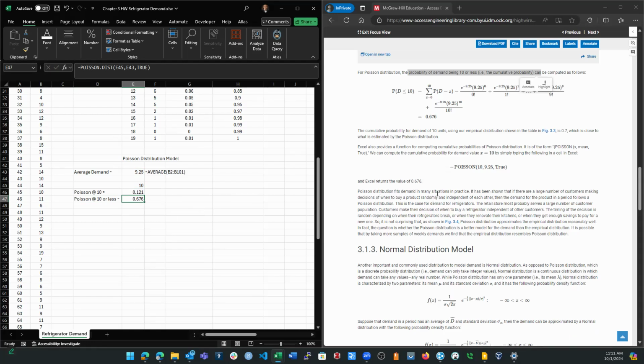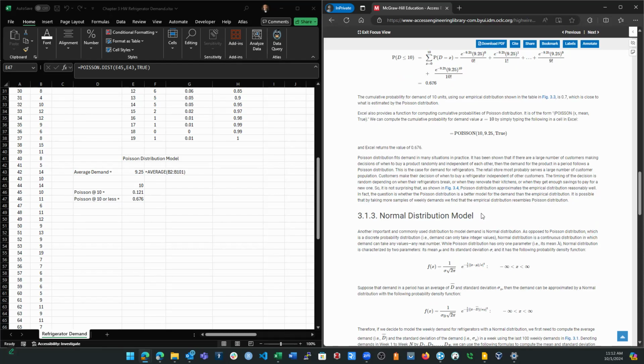Poisson distribution fits demand in many situations in practice. It's been shown that if there's a large number of customers making decisions of when to buy randomly and independent from each other, then the demand in any given period follows a Poisson distribution. Interesting here, the language that they use when they talk about buying randomly and independent of each other, which for fridges is probably independent, right? People are not hoarding fridges. It's not like toilet paper and everybody's buying at the same time. Everybody's buying randomly and independently.